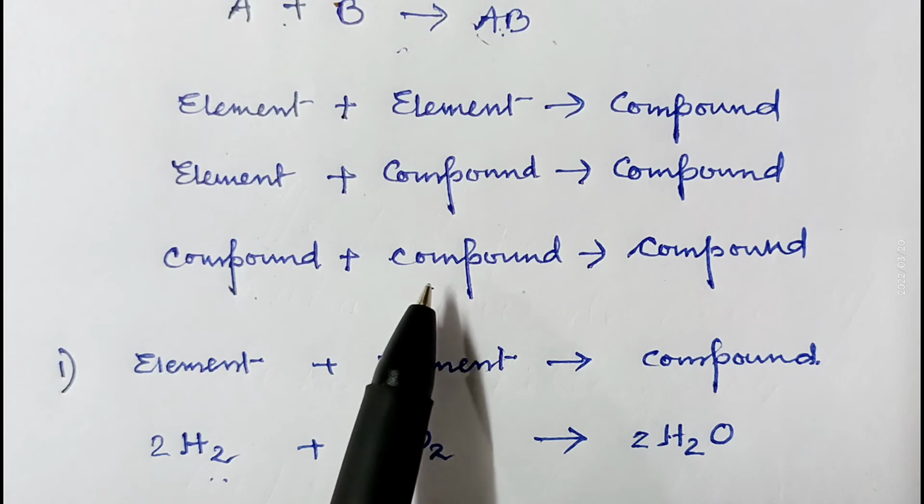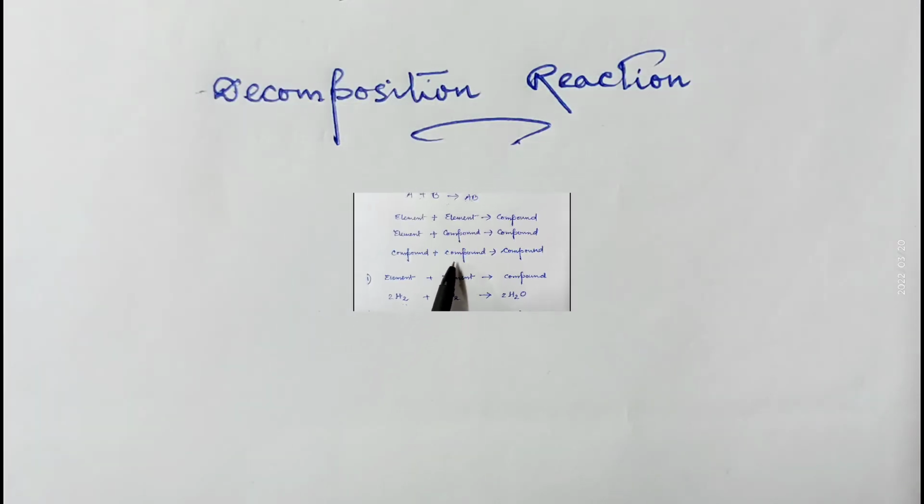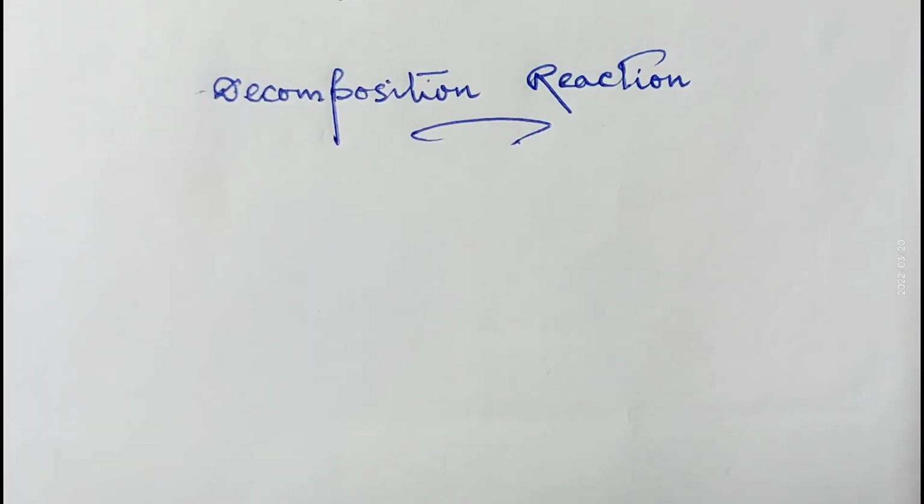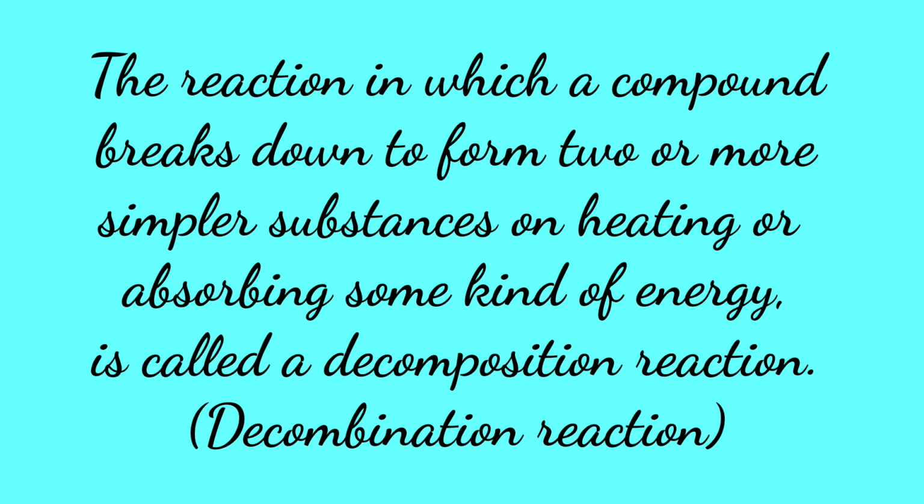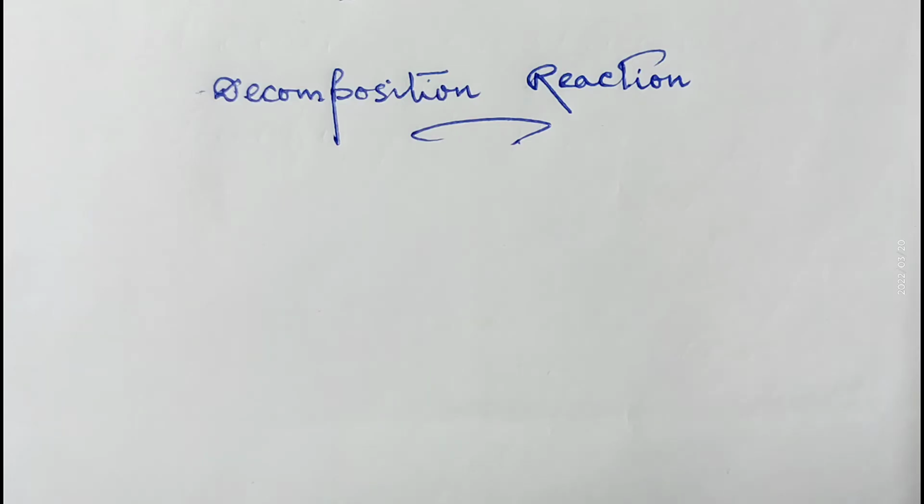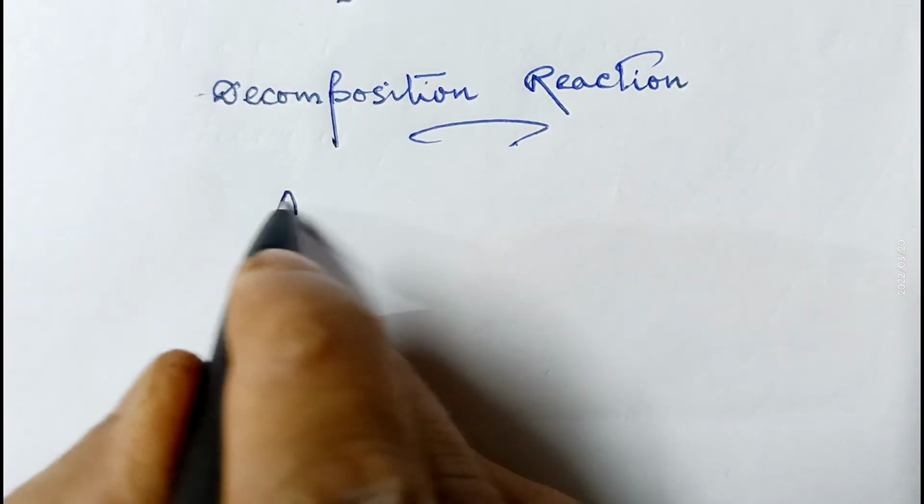Let me now discuss decomposition reaction. Second type of reaction is called decomposition reaction. Now in case of decomposition reaction, we can say the reaction in which a compound breaks down to form 2 or more simpler substances on heating or absorbing some kind of energy is called chemical decomposition reaction. Suppose we are having a chemical AB.